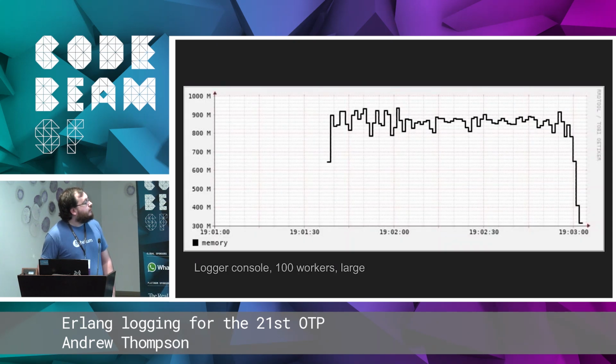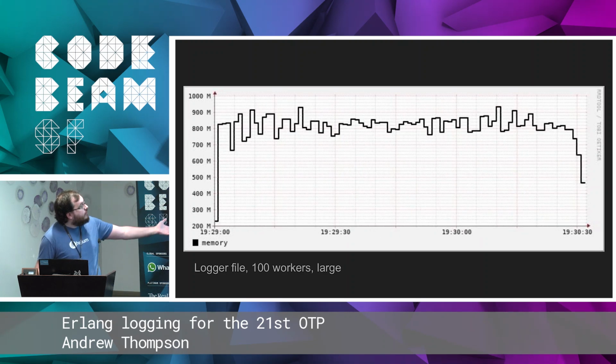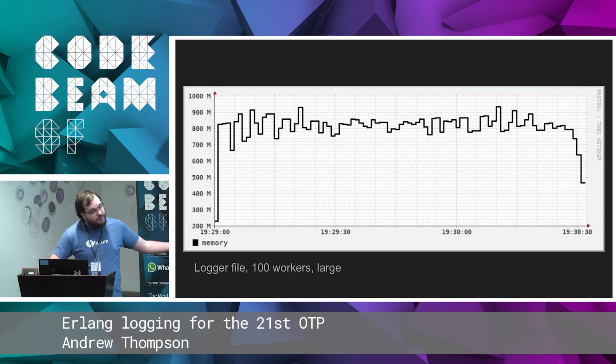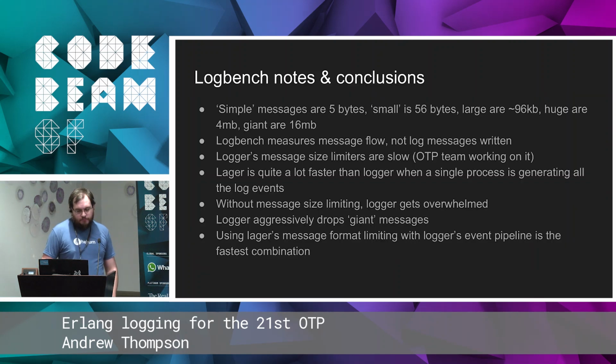So back to the large messages. I graphed the memory usage of the OTP logger in console mode during the test, and you see that it goes up to about 900 megabytes and just sits there for the duration of the test. Similarly for the file. This is in the default configuration. So be aware that you may use a lot of memory with the default OTP configuration for OTP 21. The others were much lower. I didn't include them because they weren't super interesting, but these were the outliers.